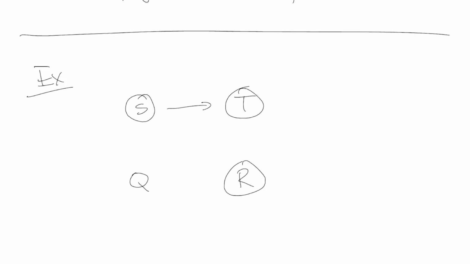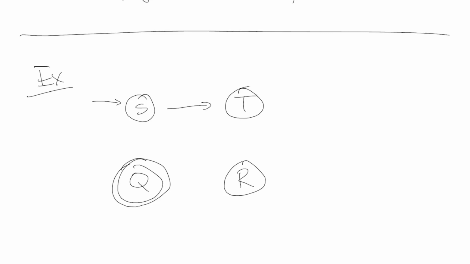Baby's first Turing machine. So I'm going to give some names to these states. Usually we won't give them names, but just for the sake of talking about them, I'm going to have four states: S, T, Q, and R. And Q is the only accepting state. And just like usual, we have a starting state. That's an arrow from nowhere pointing at the S.